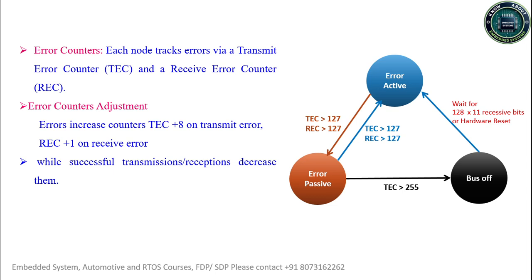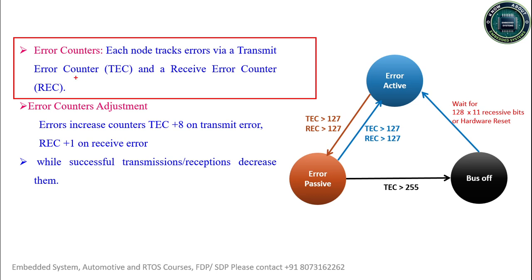Now in the previous slide I explained 2 things: TEC and REC. TEC stands for transmit error counter and REC stands for receive error counter. What do you mean by this? If there is an error on the transmission side, then the transmit error counter will get incremented. If errors are found in the receiver section, then that is called REC, the receive error counter. You can see here, counters are classified into transmit error counter and receive error counter.